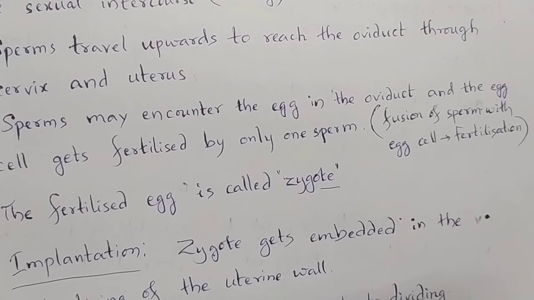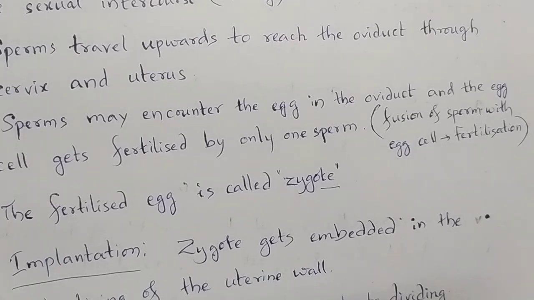Why 'may'? Because whenever the sperms are released, the egg cell may not be present, because only one egg is released in a month, and that egg is viable for only about 24 hours. During that time only, the egg cell will be present in the fallopian tube. In the remaining days, the egg cell is not present in the fallopian tube or oviduct. Because of that, sperms may encounter the egg in the oviduct, provided the egg is there.